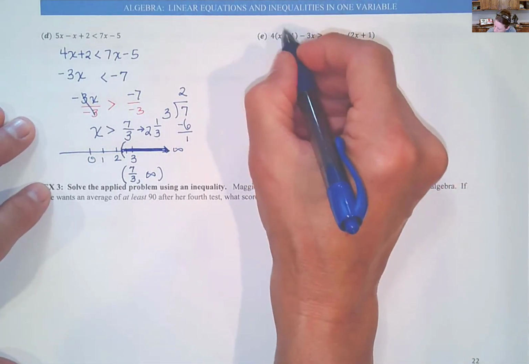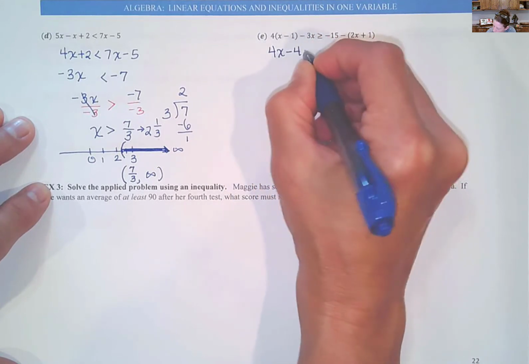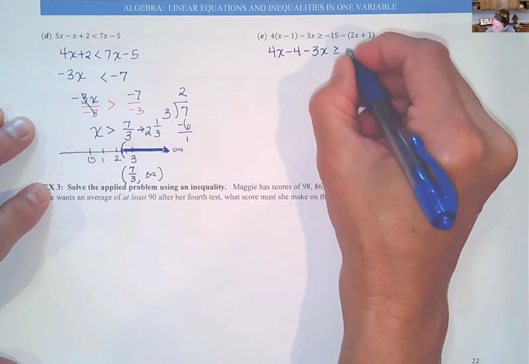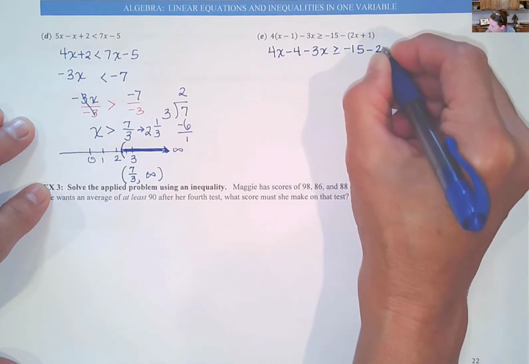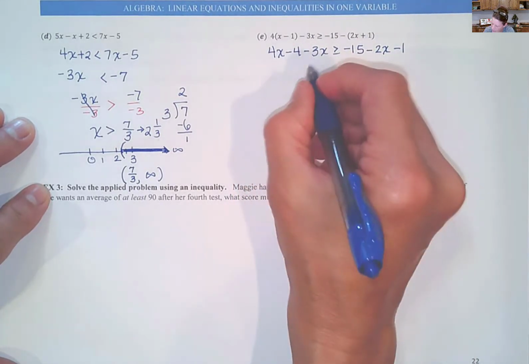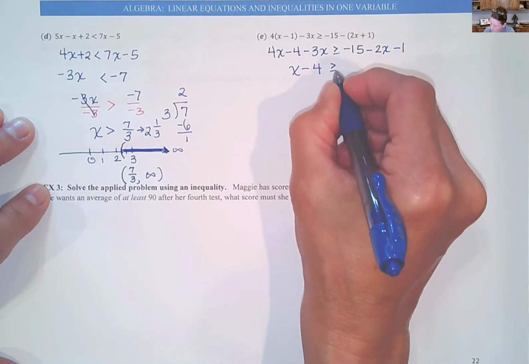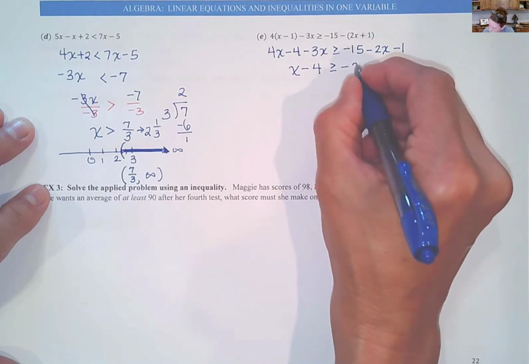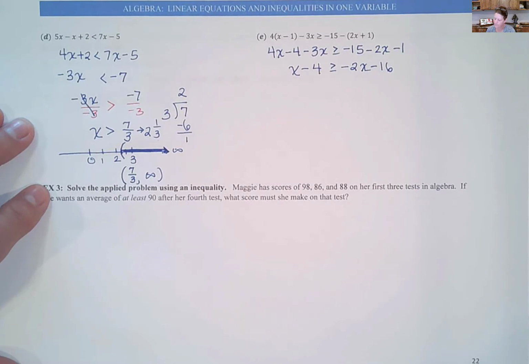Simplify each side. Start with your distributive property. 4x minus 4 minus 3x is greater than or equal to negative 15 minus 2x minus 1. Combining like terms on the left, x minus 4. And combining the negative 15 and negative 1, let's write that as negative 2x minus 16 on the right.